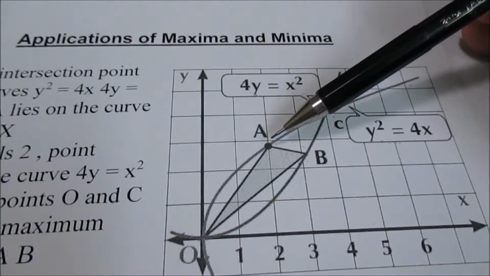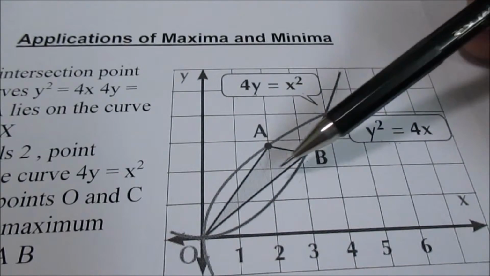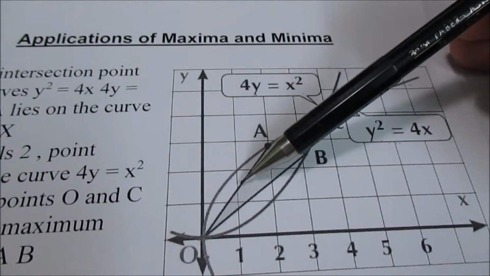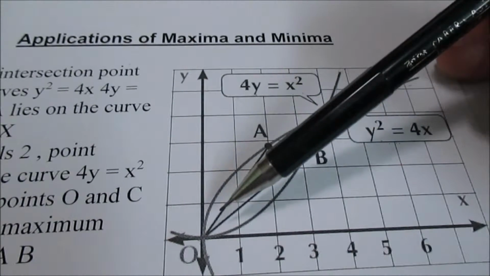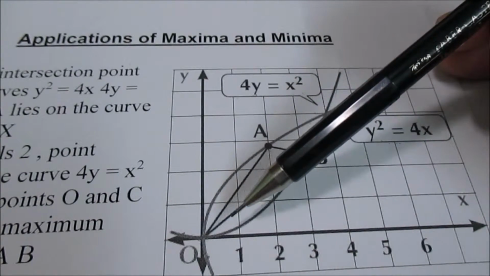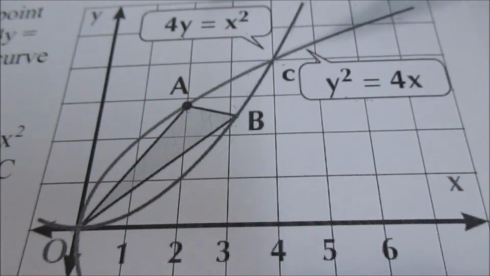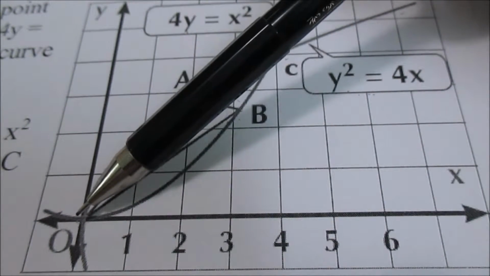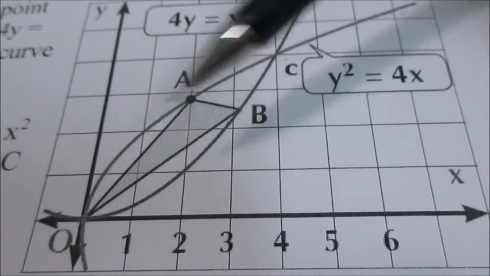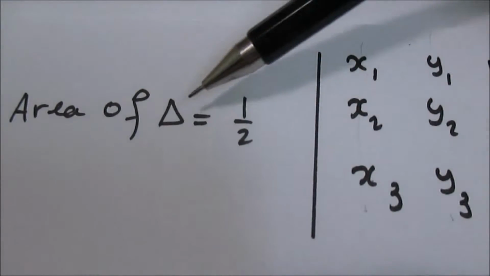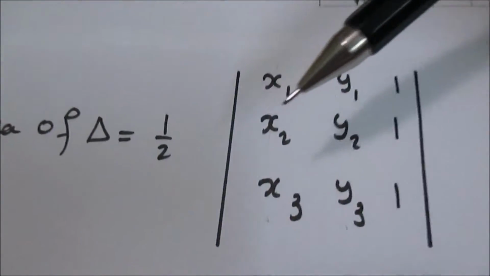To find the area of a triangle, I either need the base and height, or the lengths of two sides and the measure of the included angle, and that is not available. In the graph here, I can get the coordinates of the three vertices of the triangle OAB, and I can get the area of the triangle using determinants.